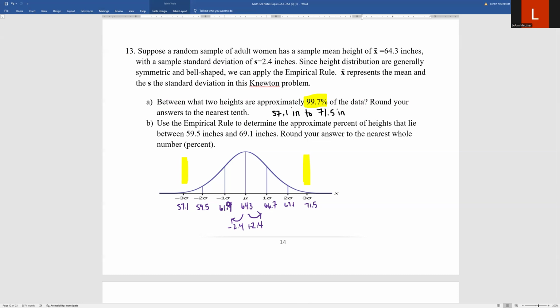Use the empirical rule to determine the approximate percent of heights that lies between 59.5. So I'm going to mark this in a different color. We'll do blue. Okay, so that's this number all the way up to 69.1. Well, this is 2 below to 2 above. So anytime it's an equal split, where we went exactly the same amount on each side, that's one of the special rules. So this one is the 95%. So that's just using that empirical rule.